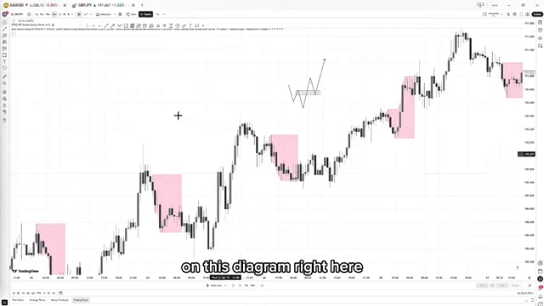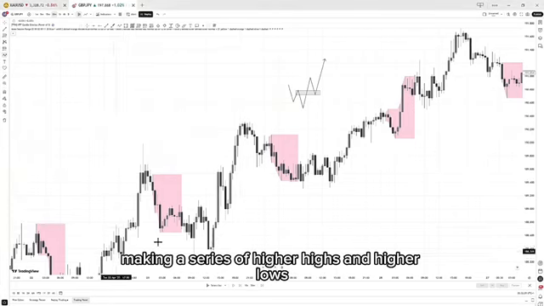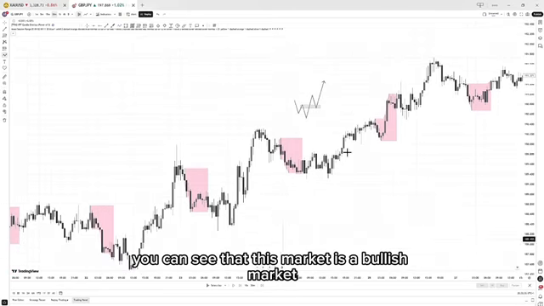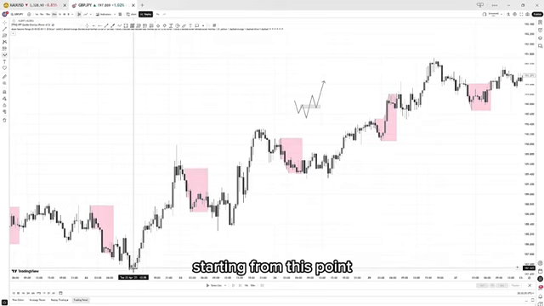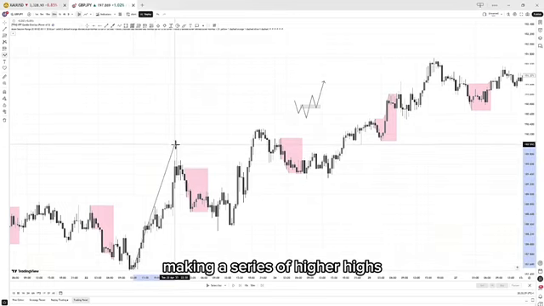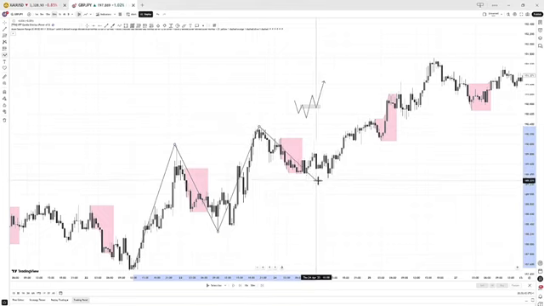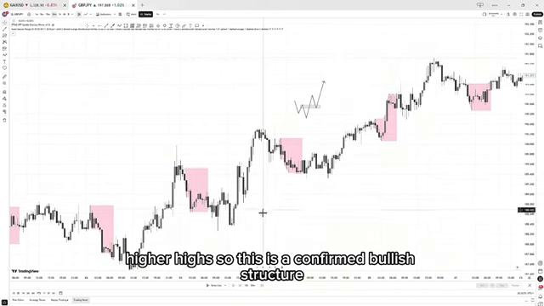On this diagram right here, we also want to look at the price making a series of higher highs and higher lows. You can see that this market is a bullish market. This market has been trending upward, starting from this point, making a series of higher highs, higher lows, higher highs, higher lows, higher highs. So this is a confirmed bullish structure.